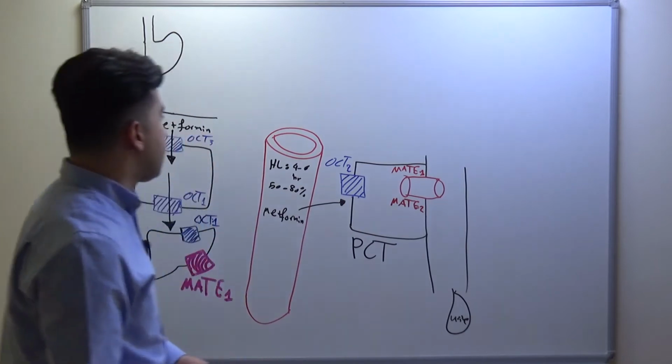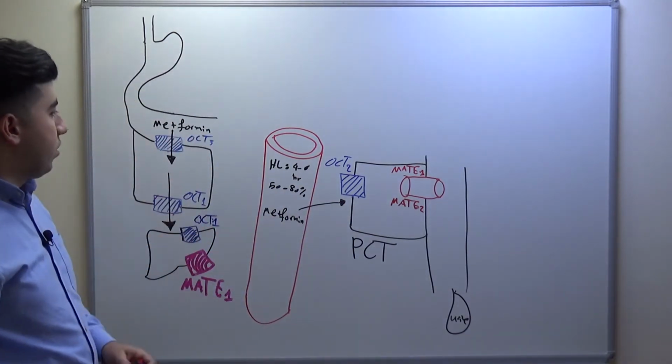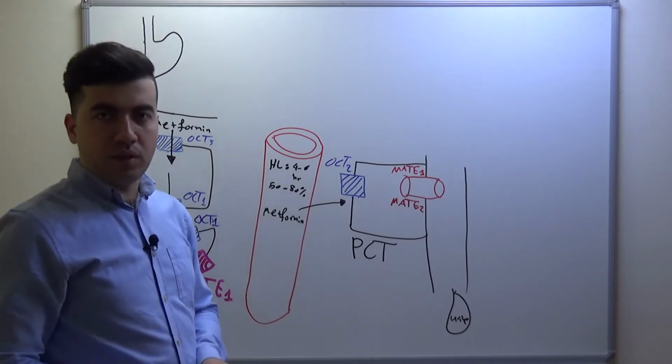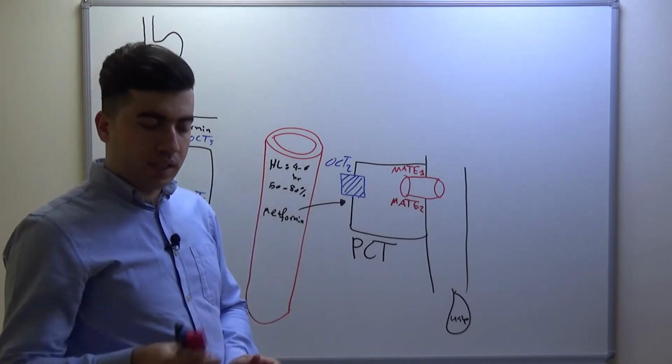Why did I mention the transporters OCT3, OCT1, OCT2, and MATE? Because they are clinically important. First of all, they are important in cases of drug interactions.